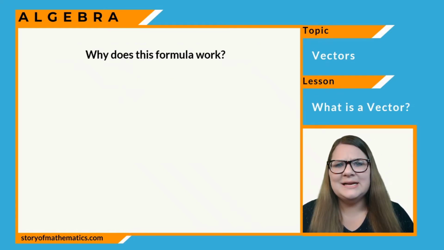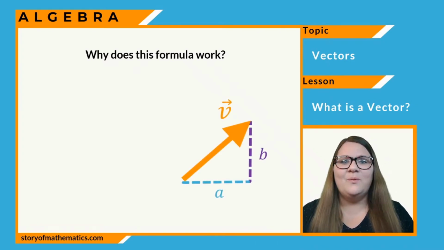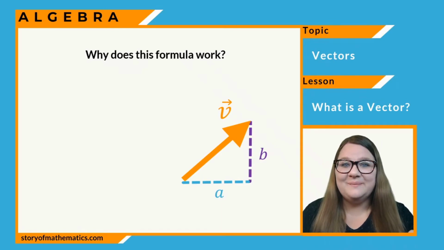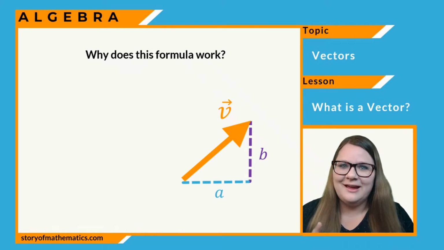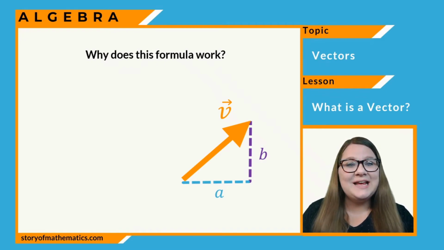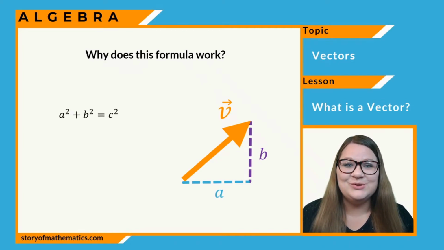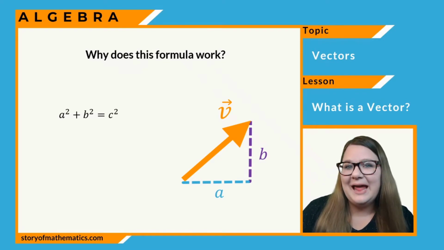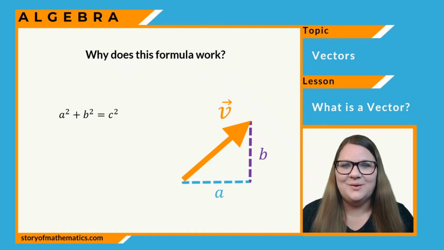Now, why does this formula work? I get that question a lot. Well, here's the deal. When I look at the vector v, it has the horizontal component a, the vertical component b. What does this look like to you? Hopefully you think it looks kind of like a right triangle, because then we can think of this like Pythagorean's theorem. So a squared plus b squared equals c squared, where c is the length of vector v. It's the hypotenuse of this triangle we've drawn.